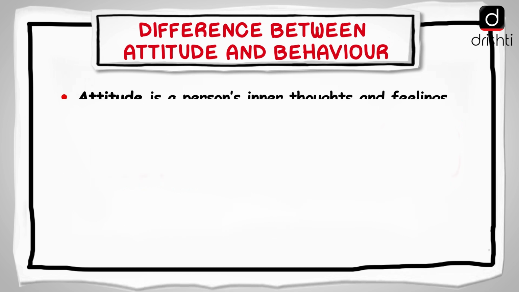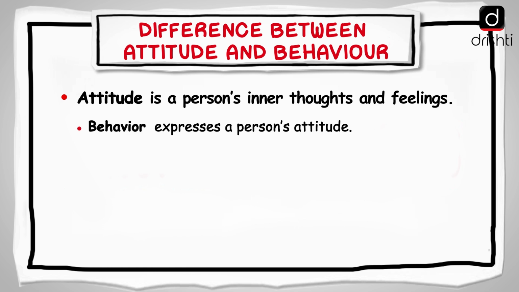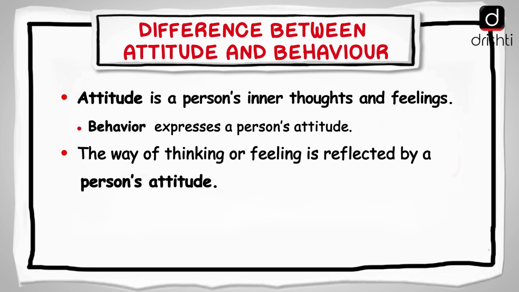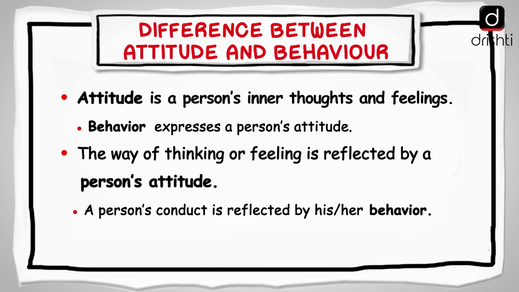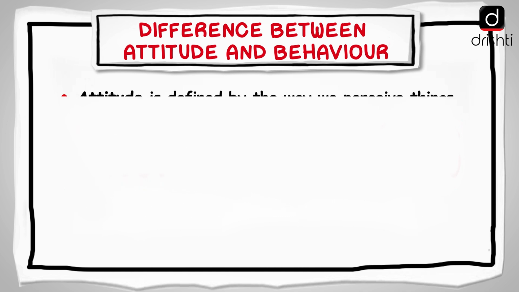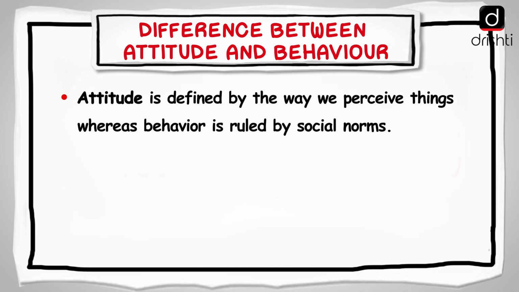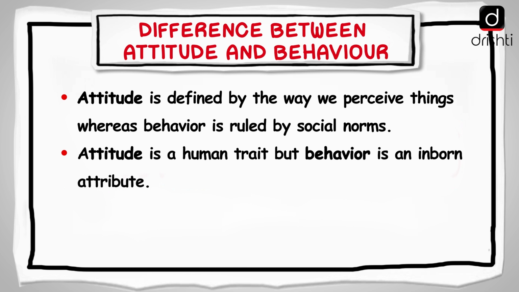Attitude is a person's inner thoughts and feelings, whereas behavior expresses a person's attitude. The way of thinking or feeling is reflected by a person's attitude. On the contrary, a person's conduct is reflected by his or her behavior. Attitude is defined by the way we perceive things, whereas behavior is ruled by social norms. Attitude is a human trait, but behavior is an inborn attribute.